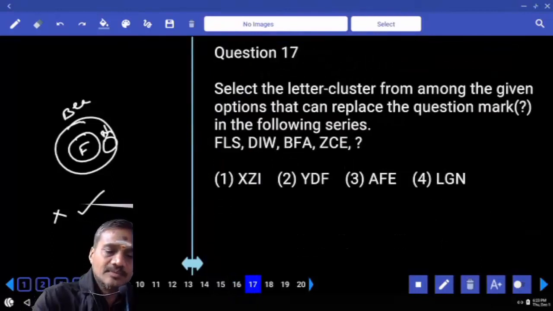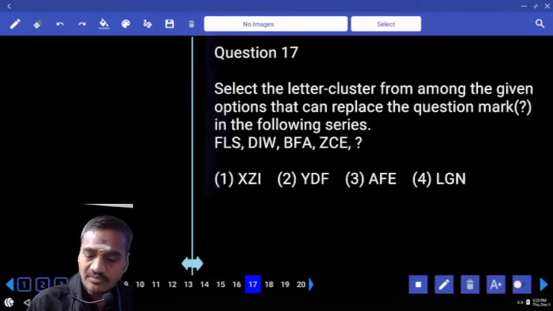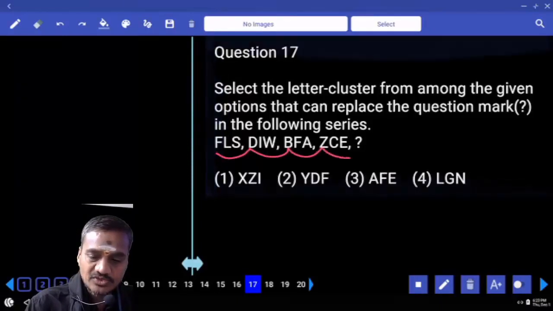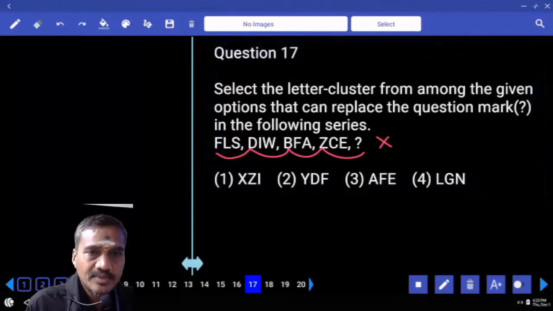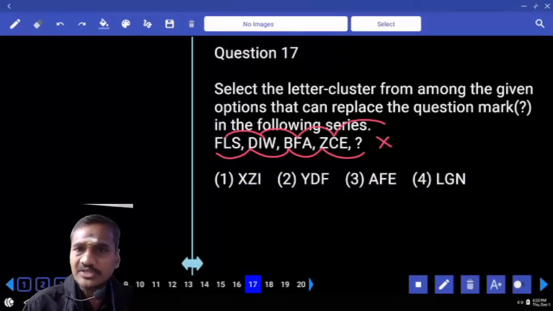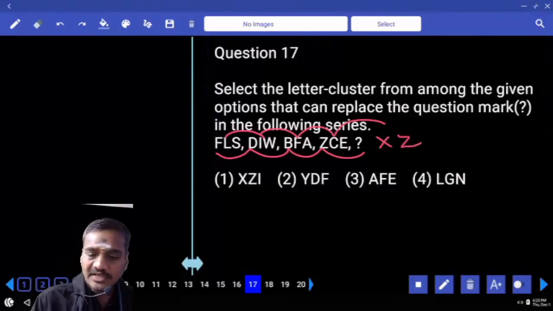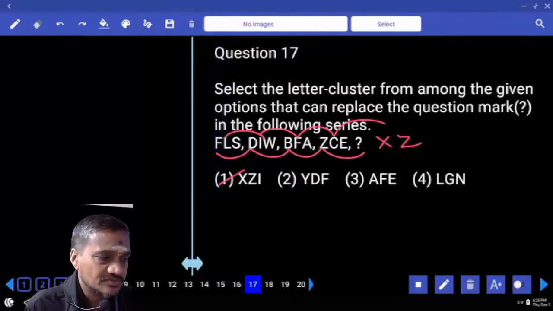Then the 17th one. F and D: what is the difference? F and D, minus 2. Z minus 2 is X. First letter minus 2. Second, L and I, minus 3, minus 3, C minus 3. 29 minus 3 is 26, which is Z. X and Z, we have only one choice, choice 1.